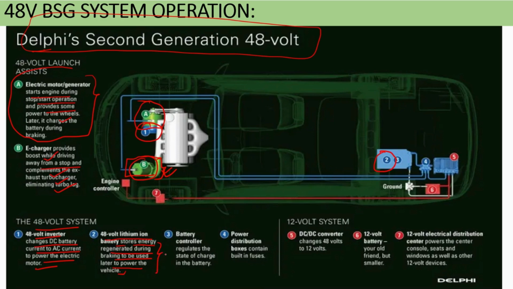So it stores the energy, and later it can be used, and it is done by regenerative braking. Then the battery controller, of course, without this it cannot work. It regulates the state of charge of the battery. Then the power distribution box, which I already discussed.